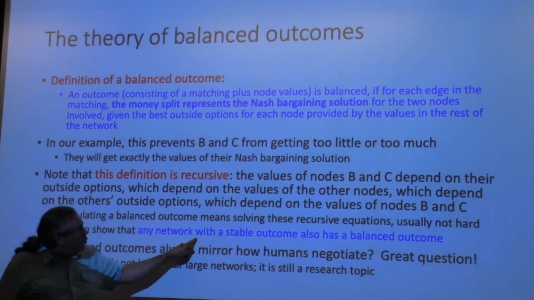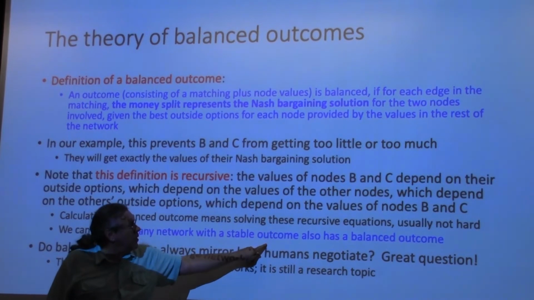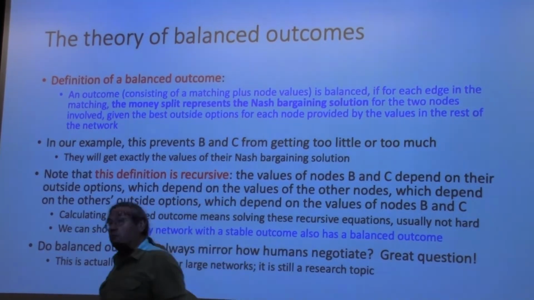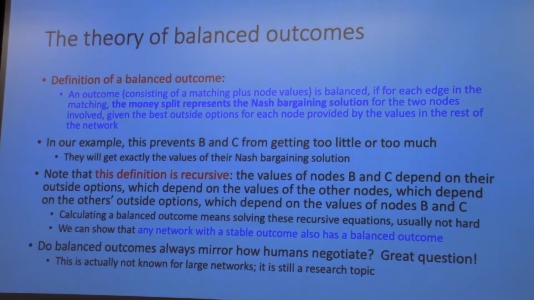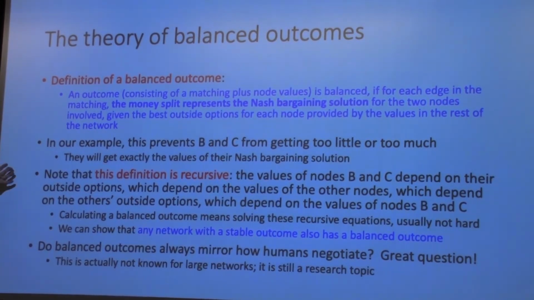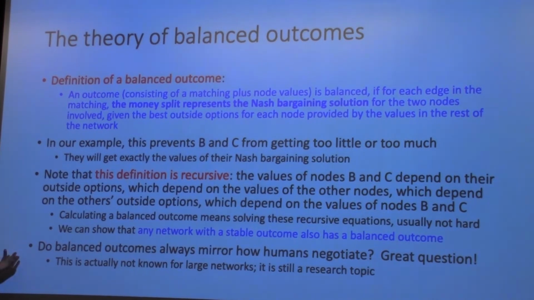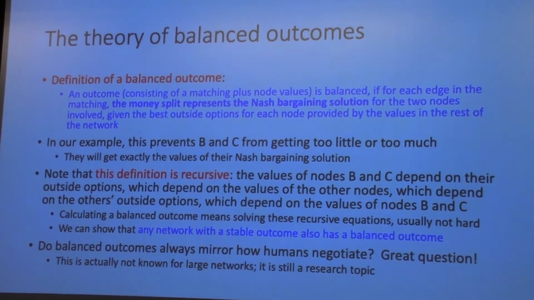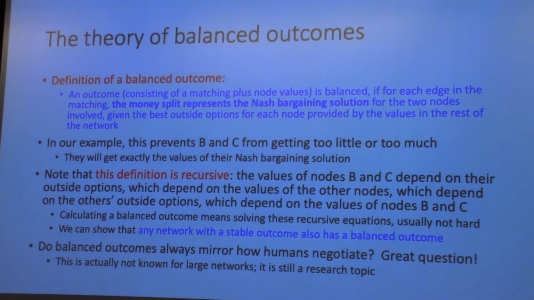Any network with a stable outcome also has a balanced outcome. That can be proved. I won't prove it, but you can prove that. And so this is the theory of balanced outcomes. This is how humans are negotiating, it seems, what people think.